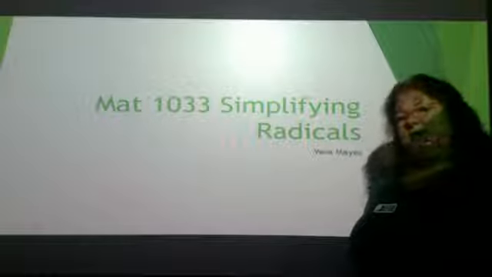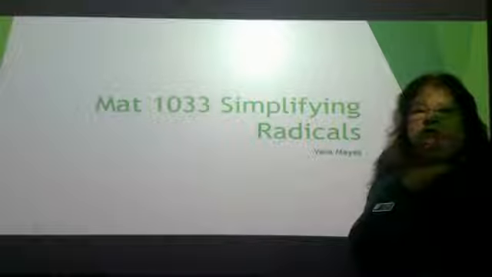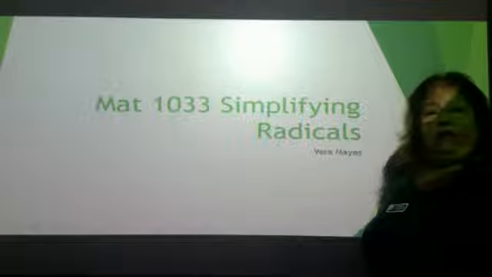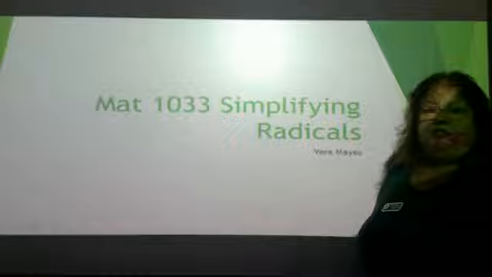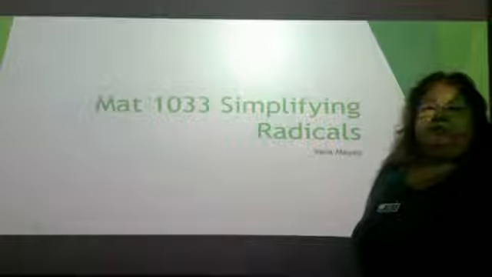So let's go ahead and talk about radicals. One of the things we're going to do is talk about terminology, so we're all calling the same thing. And then we're going to do some addition, subtraction, some multiplying, and then deal with a little bit of rationalizing the bottoms.